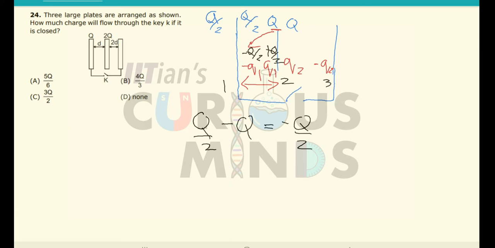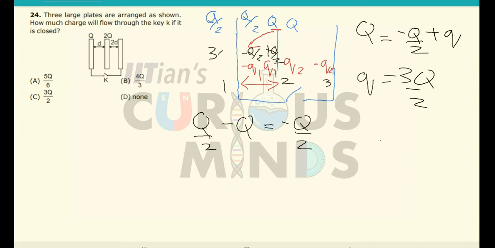So the charge on the left hand side of the first plate, by the law of conservation of charges: the charge on the right is minus Q by 2, so Q should be equal to minus Q by 2 plus the charge developed on the left hand side of the plate. So that will come out to be 3Q divided by 2. So there is 3Q divided by 2 charge on the left hand side of the first plate.